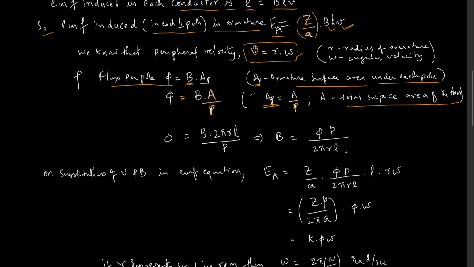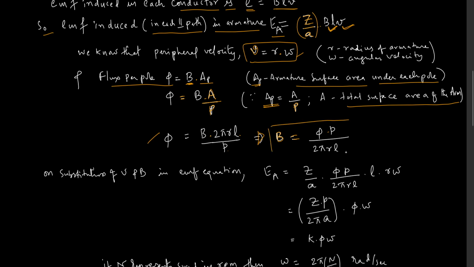Okay. Now, I represent phi equals B into total surface area, 2 pi RL by P. I want to represent this in terms of B, so I write down from here B equals phi into P by 2 pi RL.